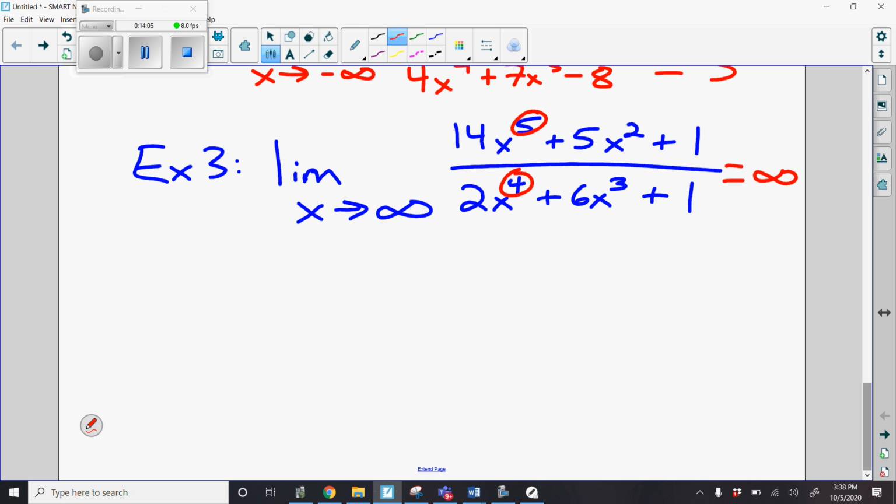If we think about our end behavior here, as x gets more and more positive, y gets more and more positive. Okay, let's think about the same function as x goes to negative infinity.